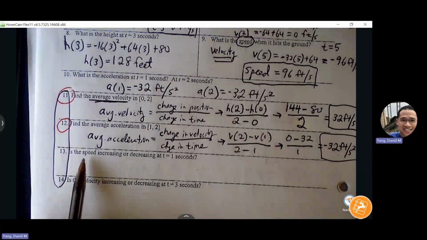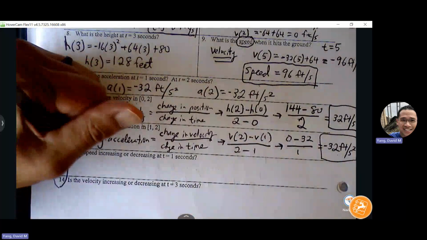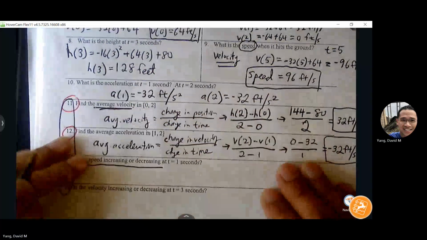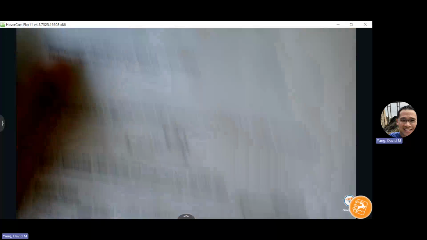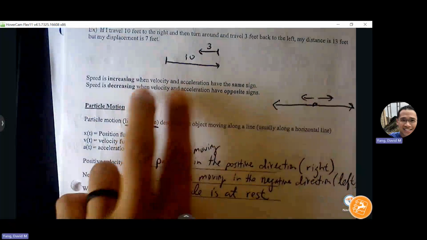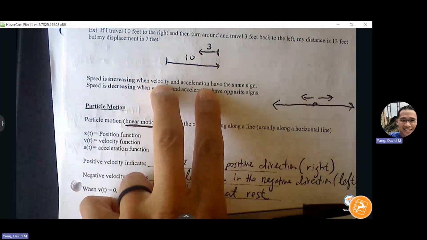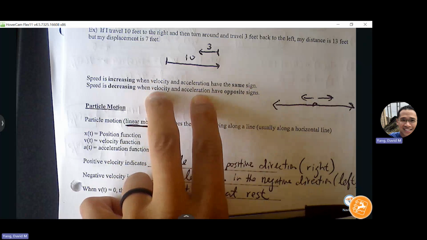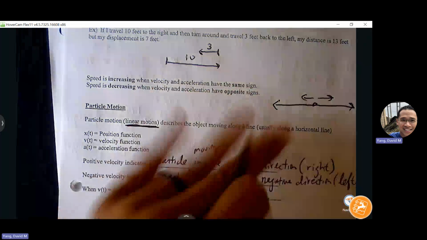Okay, so now number 13, it says, is the speed increasing or decreasing at t equals 1 second? So let's go back to the definition that we talked about here. Speed is increasing or decreasing depending on whether the velocity and acceleration have the same signs or not, right? If they're both positive or both negative, speed is increasing. If one is positive and the other is negative, then the speed is decreasing. We plug in V of 1 and A of 1. So we'll find A of 1 and V of 1.